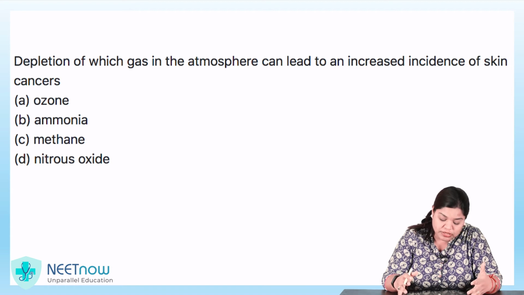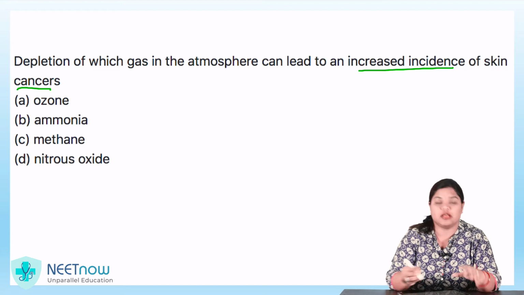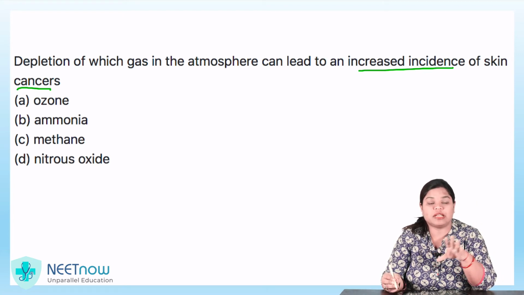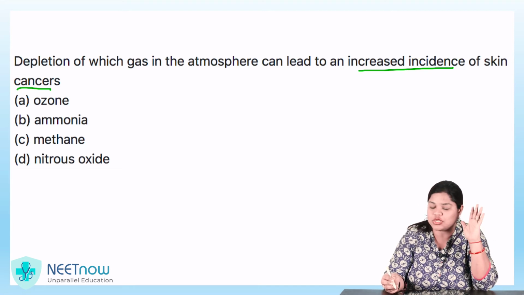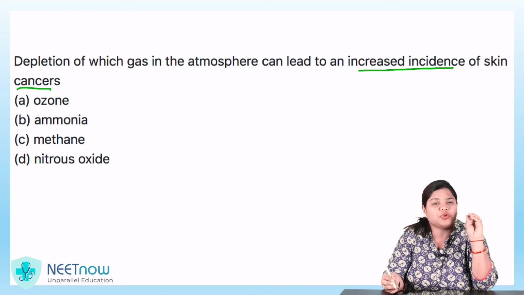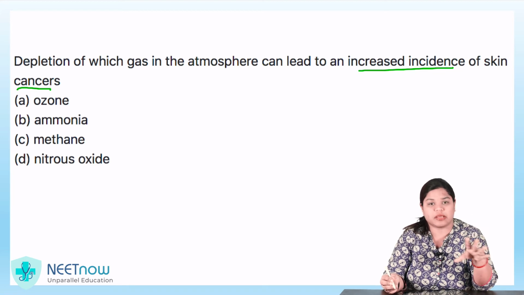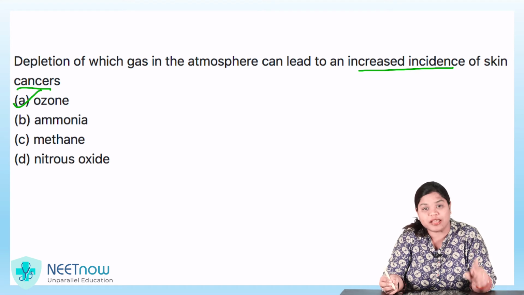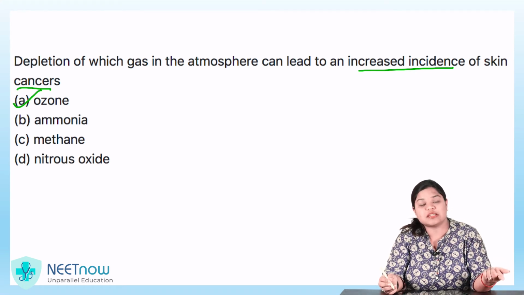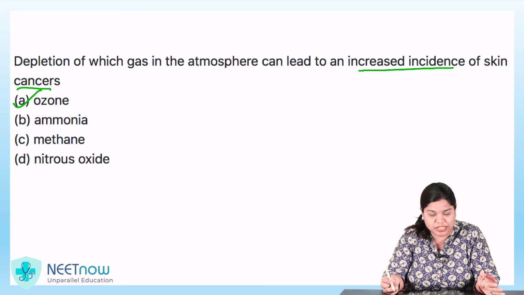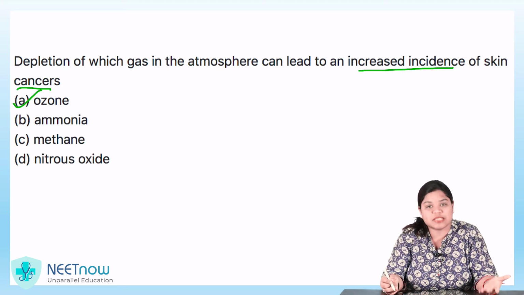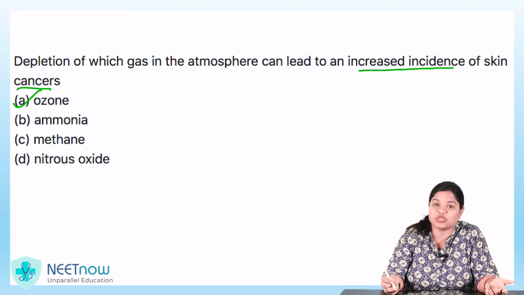Depletion of which gas in the atmosphere can lead to an increased incidence of skin cancer? The moment you see depletion of which gas in the atmosphere leads to skin cancer, close your eyes and the answer is ozone. You do not need to look at anything else. The answer is ozone, because ozone is the protective layer that protects us from harmful UV radiation, and as a result we are saved from skin cancer. So your correct option is option A, ozone.